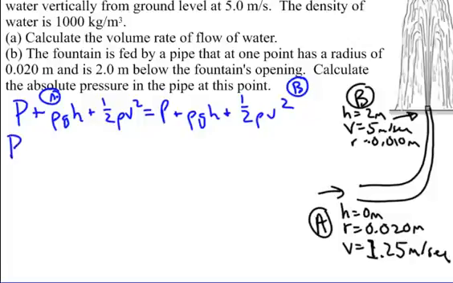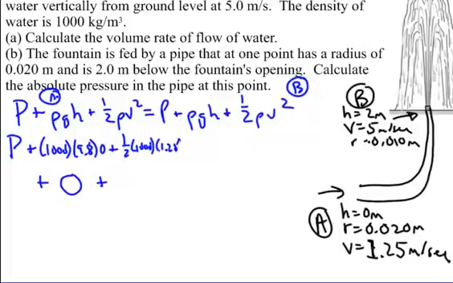I'm trying to find the pressure at A. That's what I'm trying to find. So I'm just going to put P. I know my density of water is 1,000. I know my gravity is 9.8. And this is at a height of 0, so that cancels everything out there, which is nice. Here I have 1/2 times 1,000, and I know my velocity now. It's 1.25 squared. And when I calculate all of that, I get 781.25.